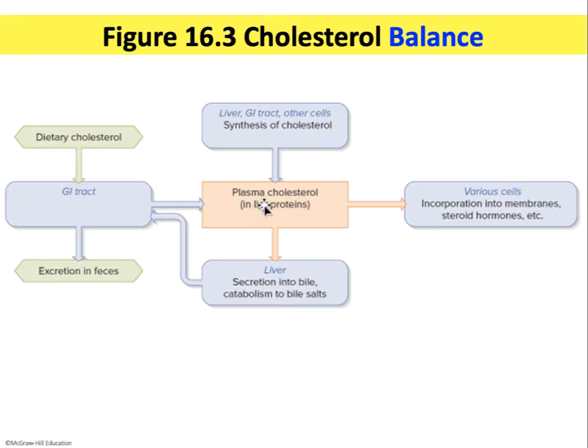If one looks carefully, you'll see there's a loop right here. And that loop is responsible for regulating the total amount of cholesterol in the plasma. So if plasma cholesterol concentration increases, more is secreted through the bile into the digestive system and then eliminated. If there's not enough cholesterol in the plasma, then it can either be absorbed through the ingestion process or by manufacture process from the liver.